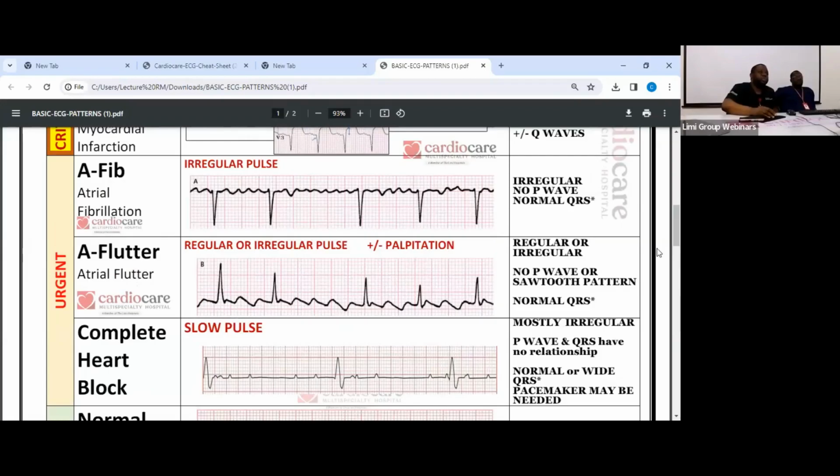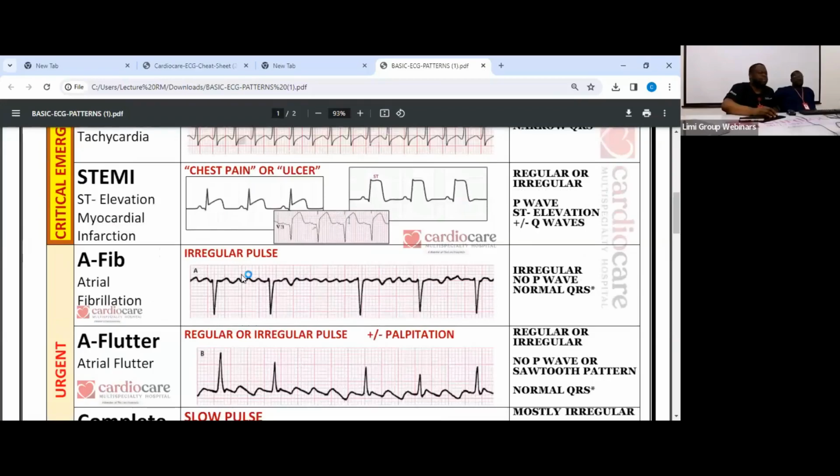Okay, I will give examples. There, you should recognize this. Now, it could have an irregular pulse. And when you look at the ECG, the RR, you can see a P wave. The intervals are irregular. Correct. That's atrial fibrillation.